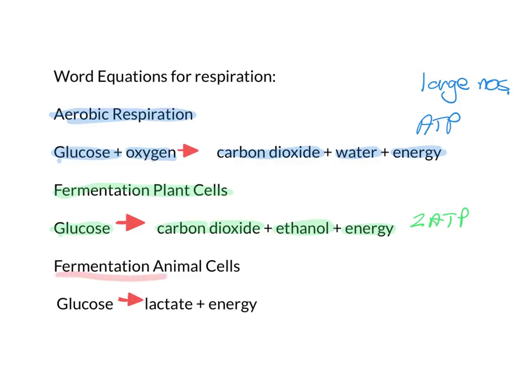Fermentation in animal cells takes place in the absence of oxygen. Glucose is broken down to lactate and energy. And remember, there are 2 ATP produced in that process as well. But this reaction, remember, is reversible.